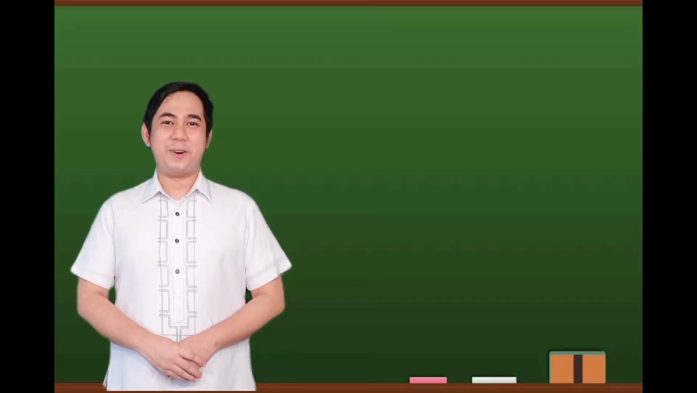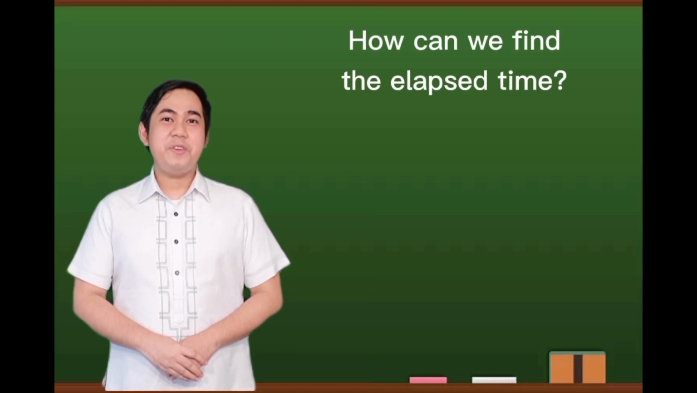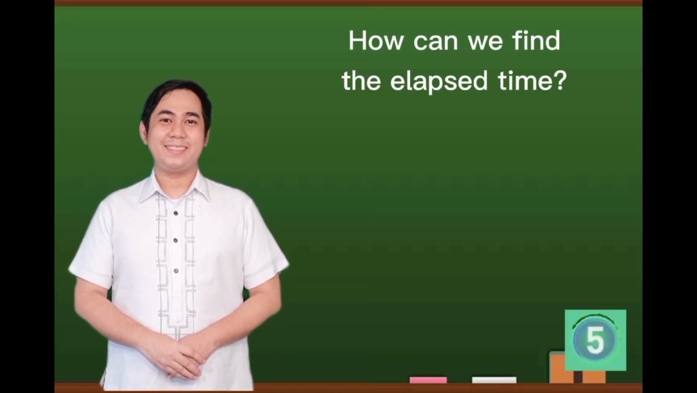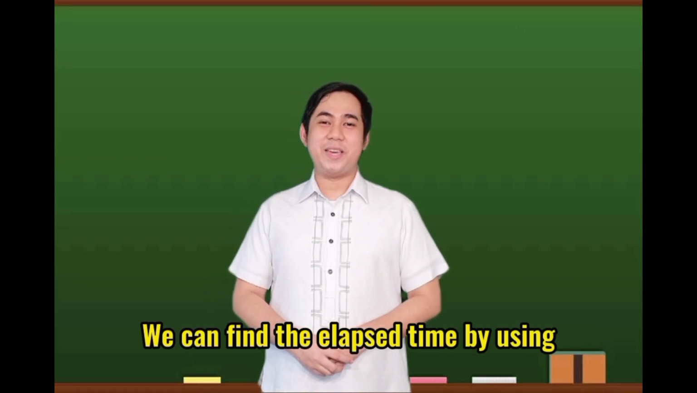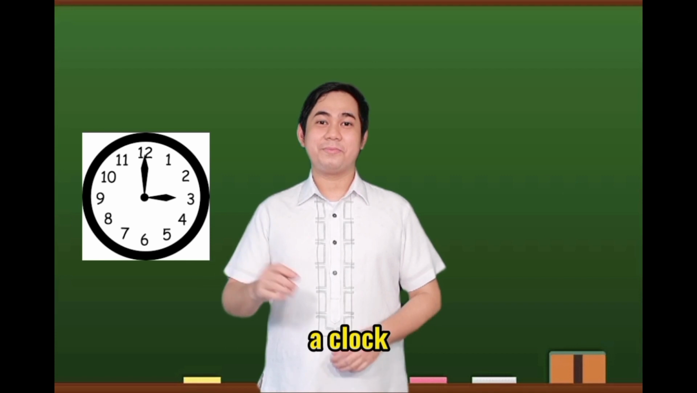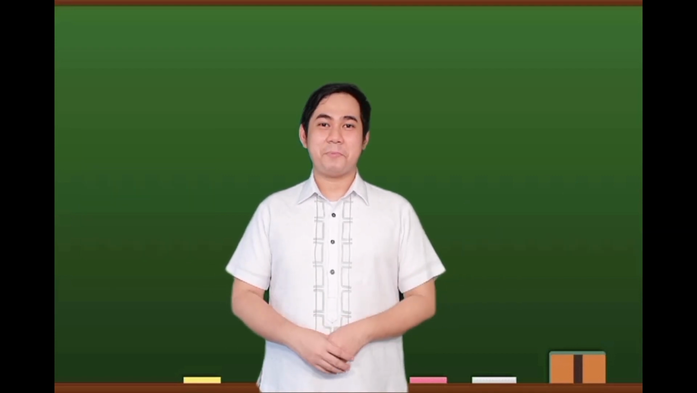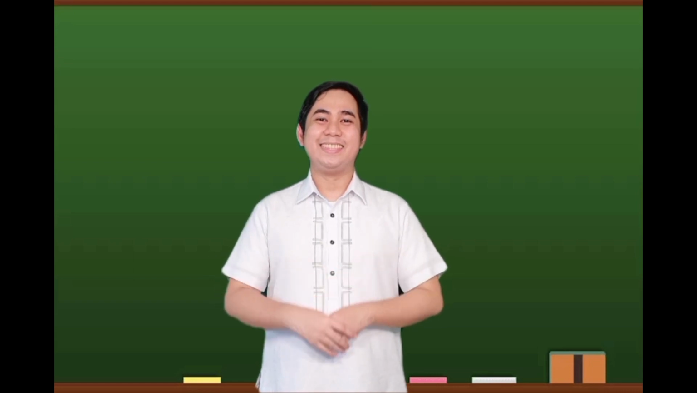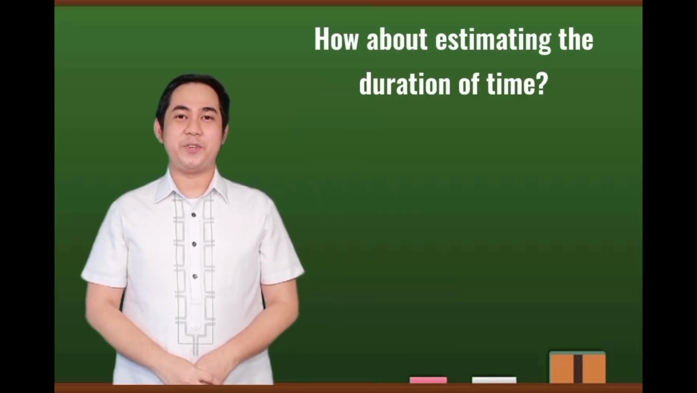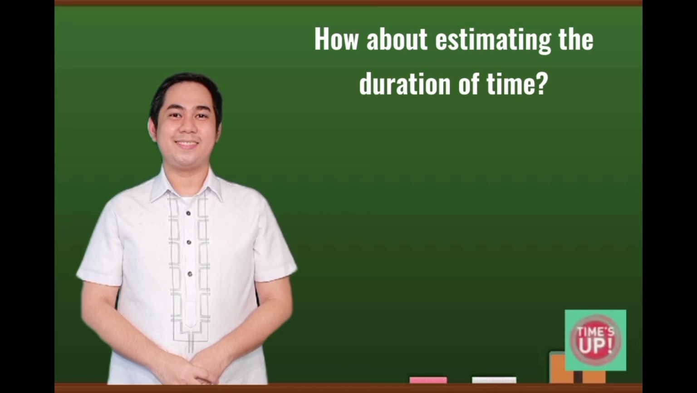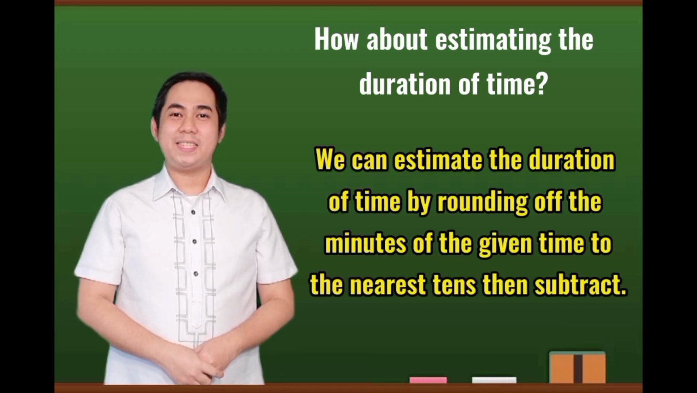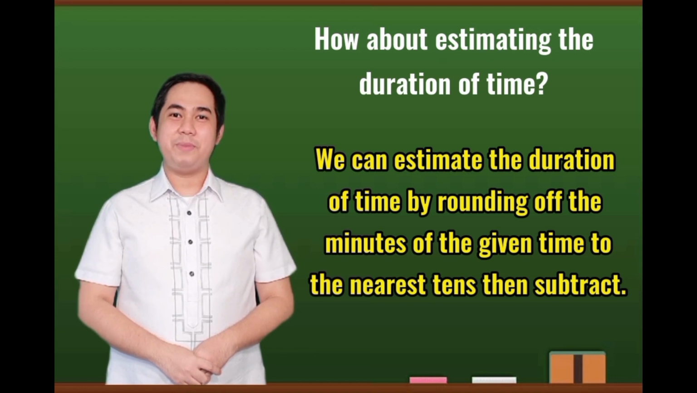Let us wrap up our lesson for today. How can we find the elapsed time? Excellent! We can find the elapsed time by using a clock, a number line, and by subtraction. How about estimating the duration of time? Good job! We can estimate the duration of time by rounding off the minutes of a given time to the nearest tens, then subtract.